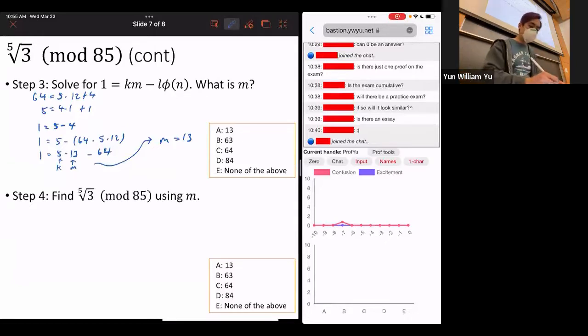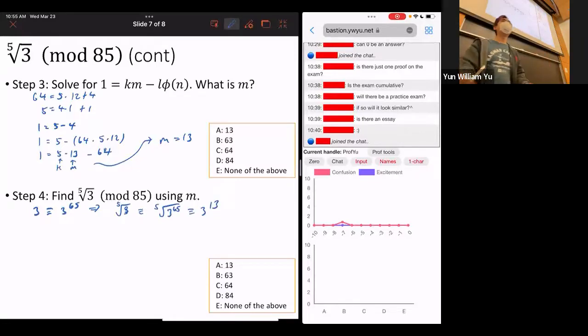And let me just go ahead and write down that the trick is that, of course, 3 is congruent to 3 to the 65, which, of course, means that the fifth root of 3 is congruent to the fifth root of 3 to the 65, which is congruent to 3 to the 13. And that's why m is important. Because from m, you directly know that that's the power you need to take.